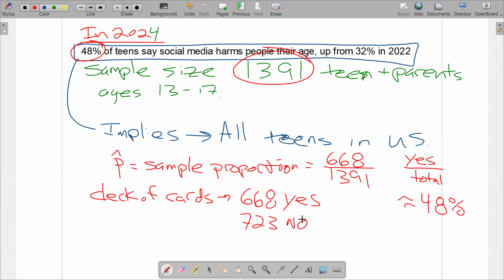So then there's going to be 723 no cards. Shuffle the deck. Really good. And then what we do is we draw a card. We record what the card said, yes or no. We put the card back in the deck. And then we shuffle it and repeat.